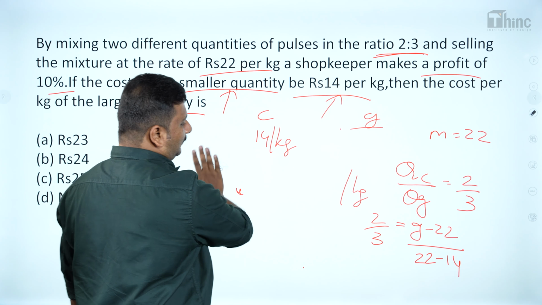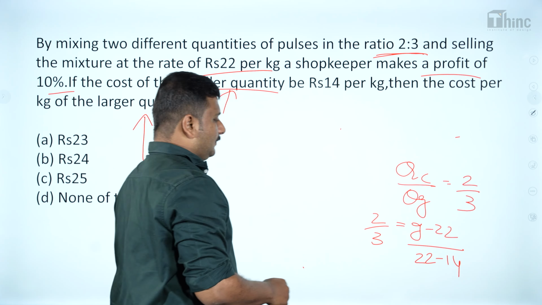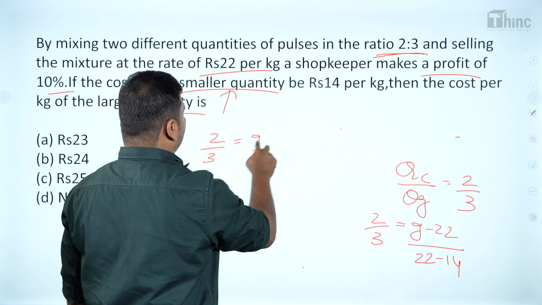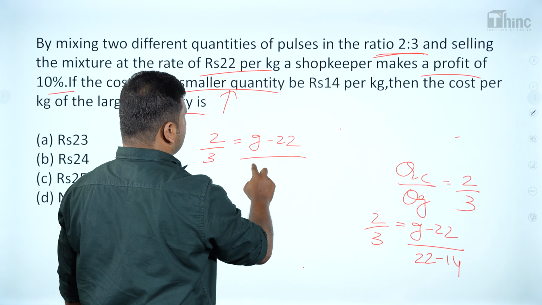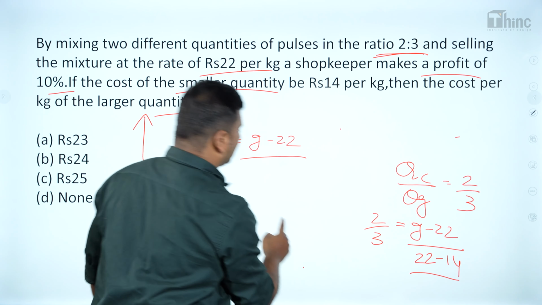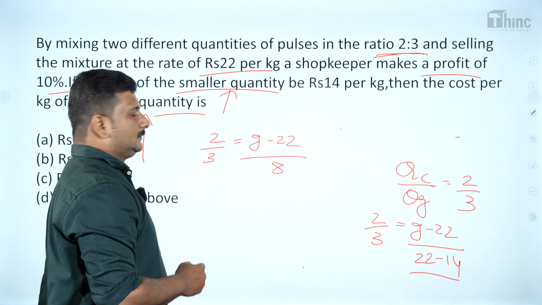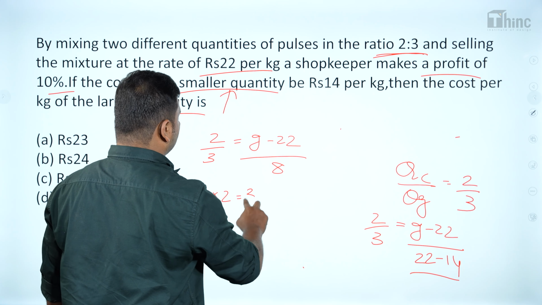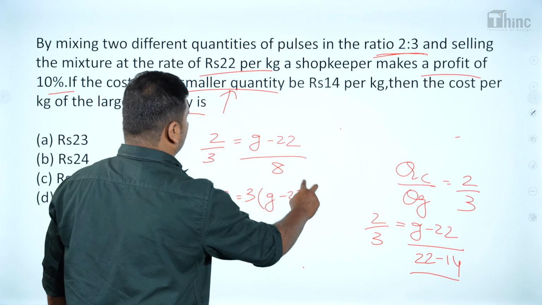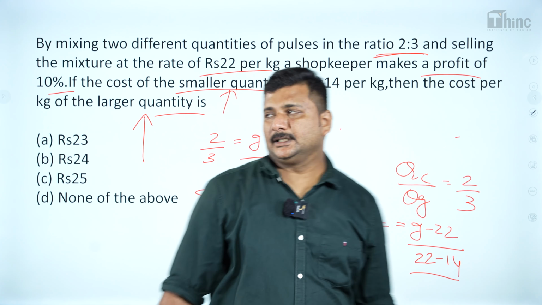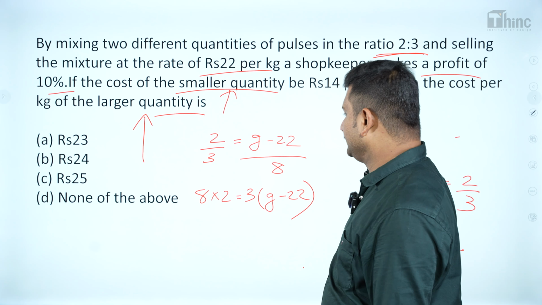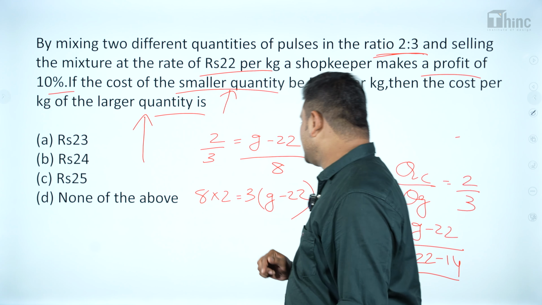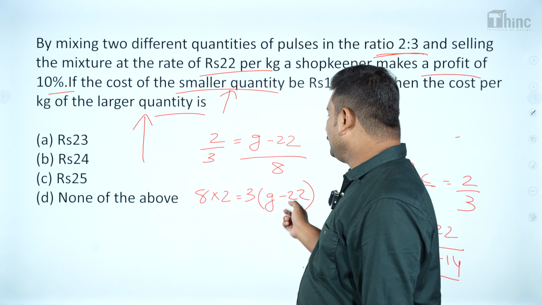Now let's solve the value of G from here. When you cross multiply, what will you get? 2/3 equals G minus 22 by 22 minus 14. What is that? 8, right? Now you can cross multiply. So 8 into 2 equals 3 into G minus 22. We are actually looking for the G value. 8 into 2 is nothing but 16. So 3 into what gives you 16?